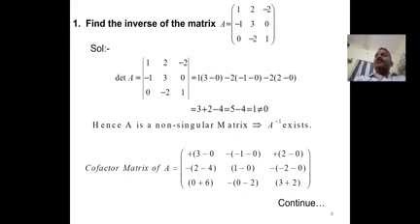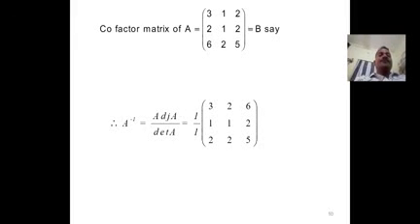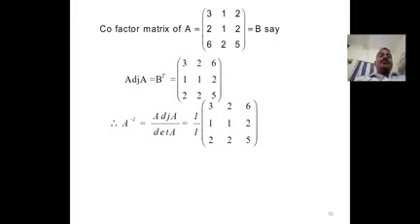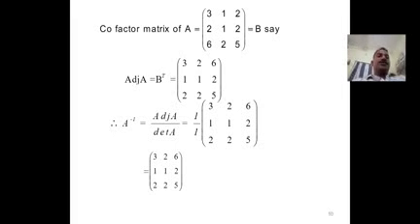Now find the cofactor matrix. After getting the cofactor matrix, you can find the adjoint of A. The adjoint of A is the transpose of the cofactor matrix. Here we got the cofactor matrix 3, 2, 3, 1, 2, 2, 1, 2, 6, 2, 5. Therefore the adjoint of A is its transpose, that is 3, 2, 6, 1, 1, 2, 2, 2, 5. Then A inverse is adjoint A by det A, that is 1 by 1, since det A is 1, times 3, 2, 6, 1, 1, 2, 2, 2, 5. Therefore that matrix is the inverse of the matrix.